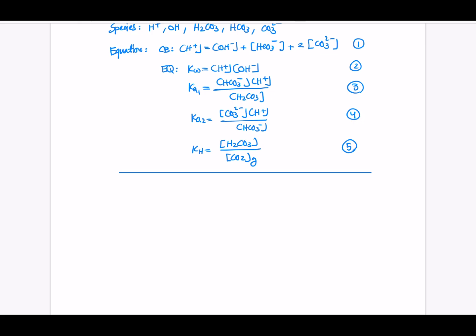So the easiest here is, we need 5 lines, 5 equations of the line, which has pC, where that C represents one of the 5 species, and pH as the x-axis. So the easiest is to work with the H2CO3 line. So basically it's line 5. In line 5, if I rearrange it, H2CO3 would be KH times CO2 gas.